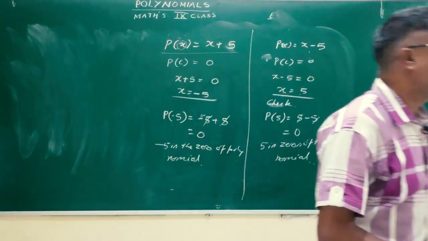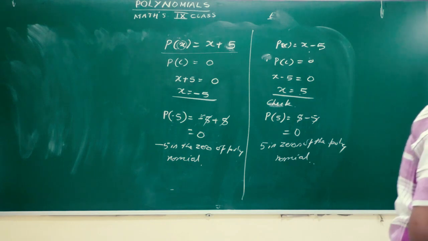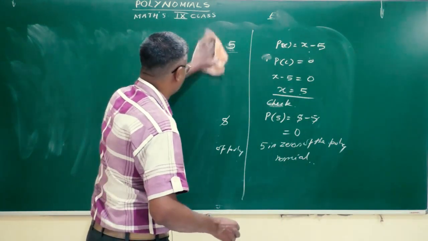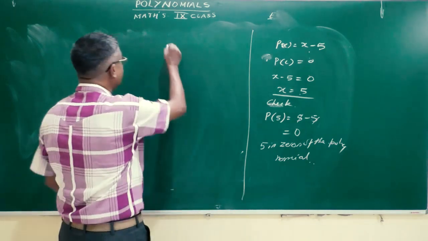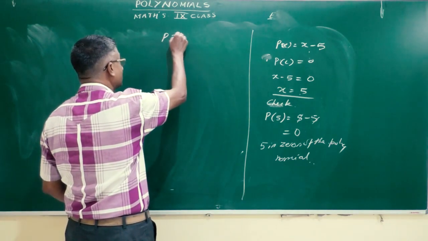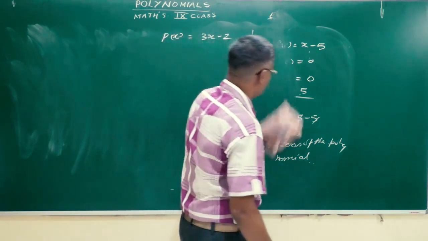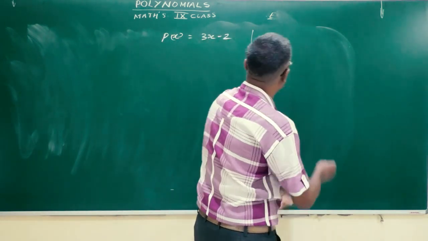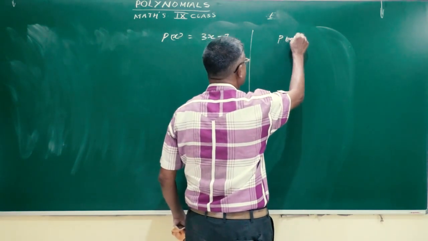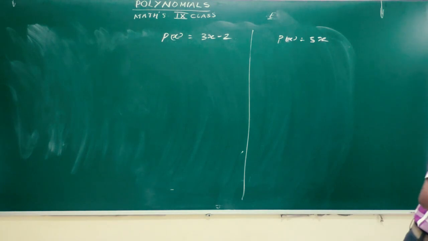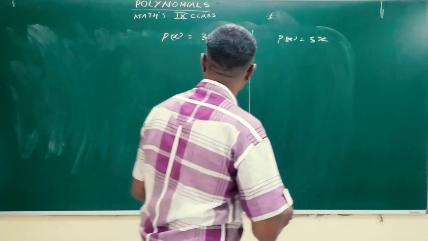Now, the third one is 3x minus 2. I think you can solve it very easily. Px, that is 3x minus 2. Fourth one is Px is equal to 3x. Is it correct? Px is equal to 3x. Clear?